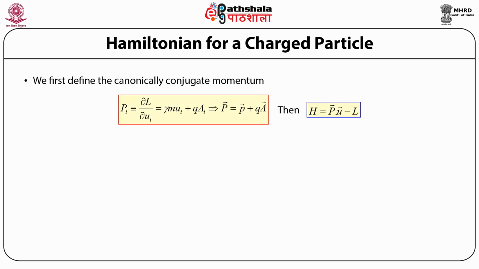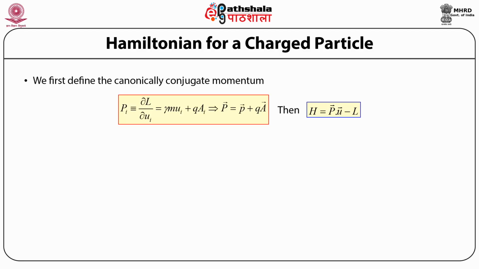We first define the canonical momentum P conjugate to the position coordinate x of the particle by P_i equals ∂L/∂u_i equals gamma m u_i plus q A_i, or P equals p plus qA, where p equals gamma m u is the ordinary kinetic momentum of the particle. The Hamiltonian H is a function of coordinate x and its conjugate momentum P, and is defined in terms of the Lagrangian as H equals P·u minus L.